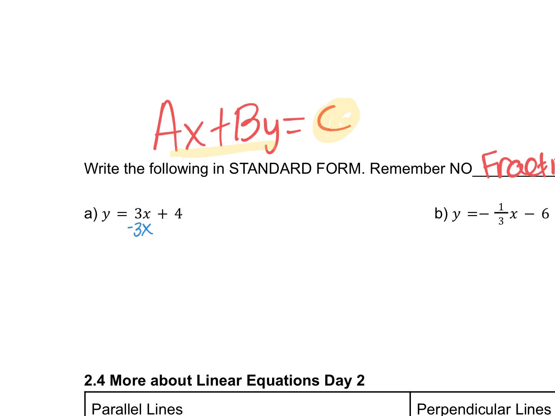Well, I would subtract 3x to move that over. Negative 3x plus y equals 4. x's and y's are on one side. There are no fractions or decimals, so you're done.